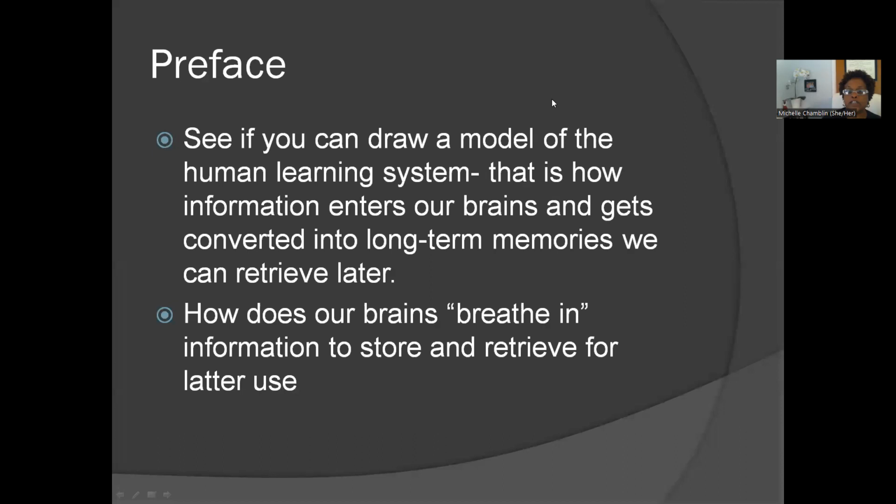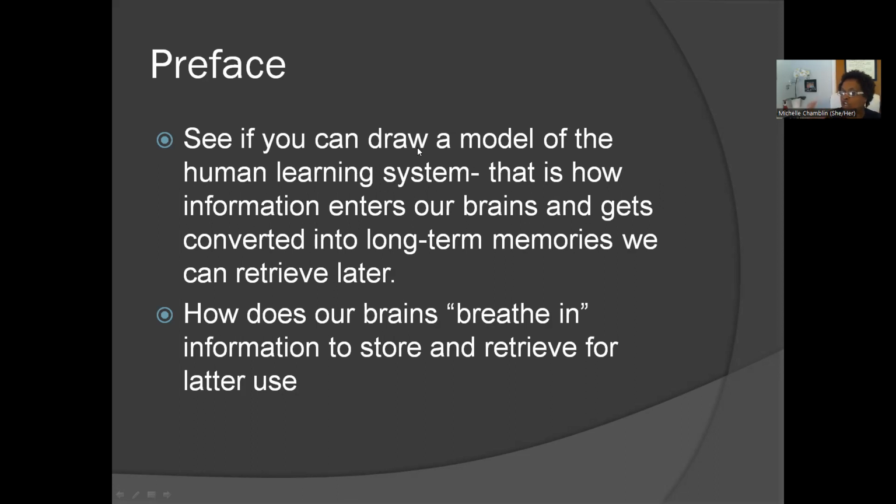Okay, good. Beginning at the preface of the book, it sets up a question, and it says, could you draw a model of the human learning system, how information enters our brains and gets converted into long-term memories we can retrieve later? As a teacher, can you draw a model of when you teach and that information is put out there and you have a receiver, which is typically the student? What's the process? What happens?